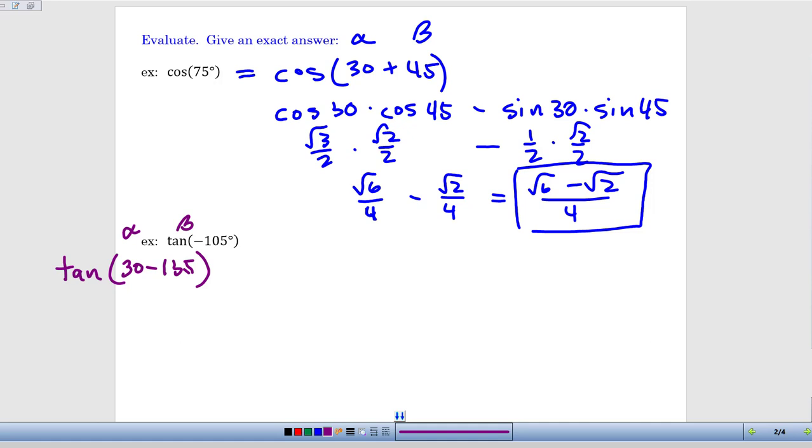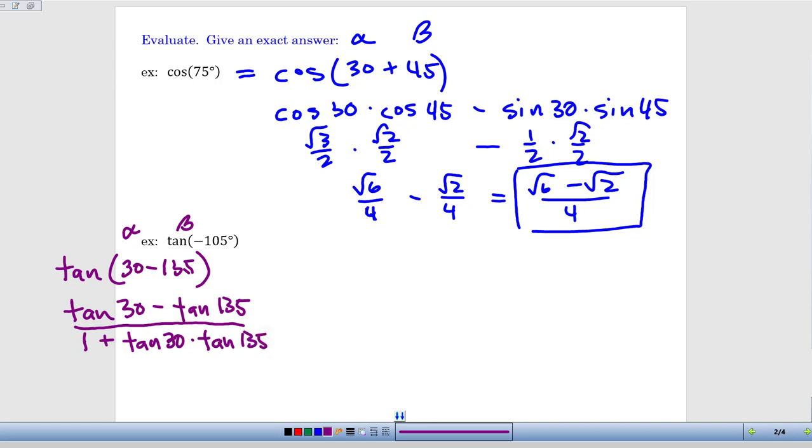Now, unfortunately for this one, we're going to have quite a bit of simplifying that we're going to have to do as we work our way through this. So bear with me as we go through this example. But the first thing we've got to do is expand the expression using the formula up above. So using the difference formula for tangent, it's tangent of 30 minus the tangent of 135 up top over 1 plus the tangent of 30 times the tangent of 135.